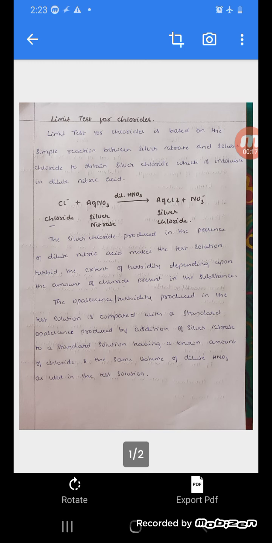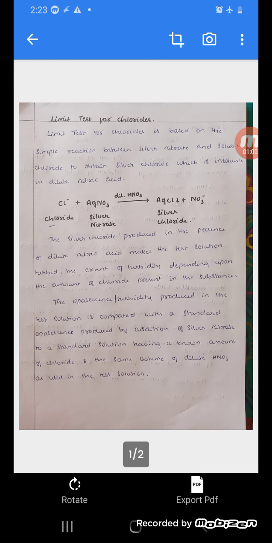Let me tell you the definition of limit test. Limit test is defined as a quantitative or semi-quantitative test designed to identify and control small quantities of impurities which are likely to be present in the substance. Here we have seen semi-quantitative test. That means the quantity of the impurity, whether chlorides, sulfates, iron, arsenic or heavy metals, present in the given sample is below or above the limit, we are finding out by this method.